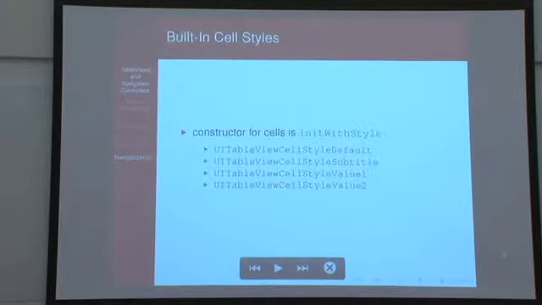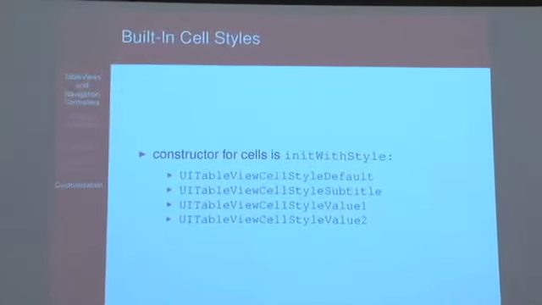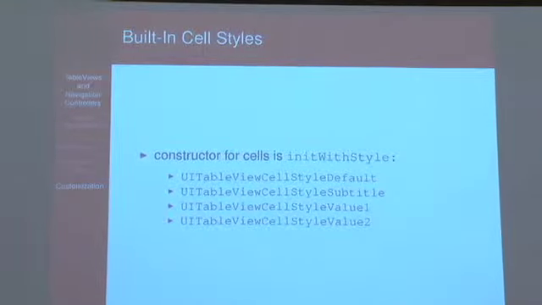OK. So by now, those standard cells are probably getting a little annoying because they're boring. So iOS actually has built in a lot of nice different cell styles. Here they are enumerated. But these different values are passed into the constructor when I'm creating the cell from memory, not when it's already been dequeued from the cache, but the first time I create it.